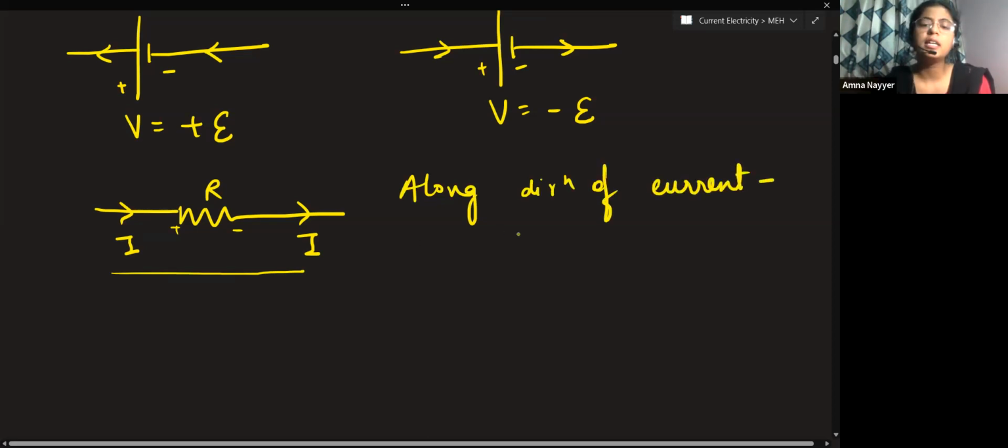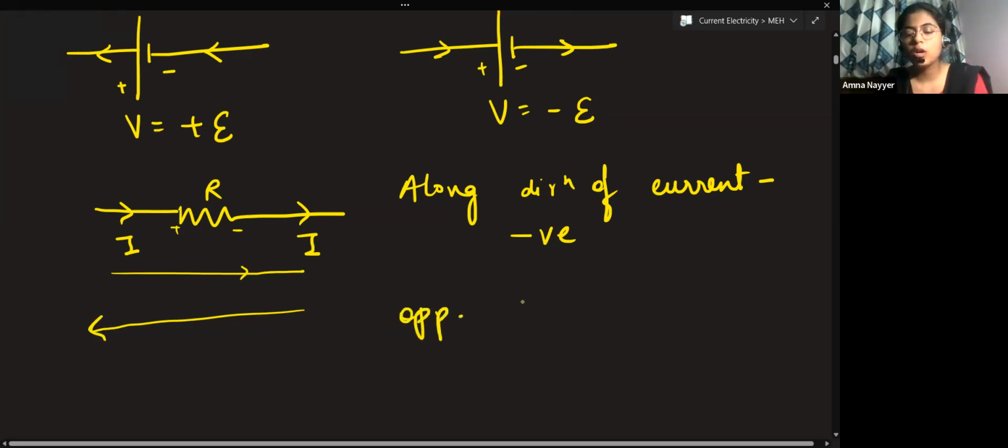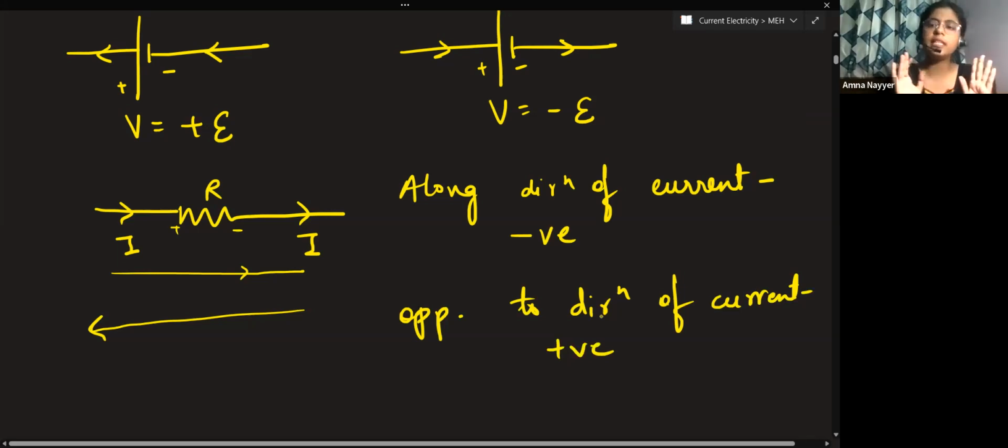of current, you take the value of it, means I into R, that is your potential, as negative. This will be negative if you are moving along the direction of current. If we are moving in this way, opposite to direction of current, then you write it as positive. Now with this sign convention, you will be able to solve all the questions.